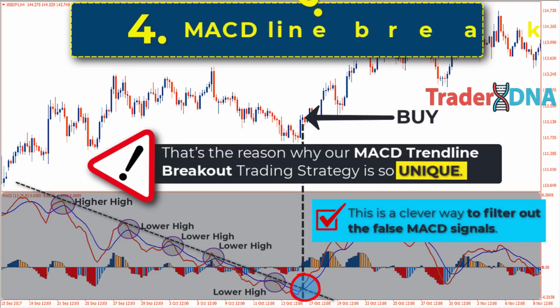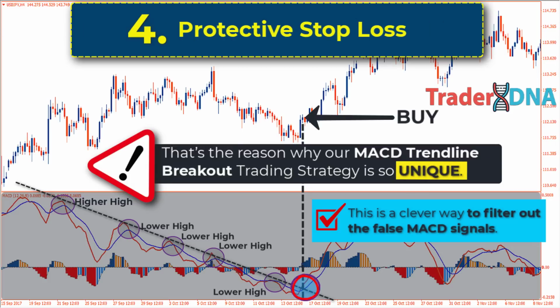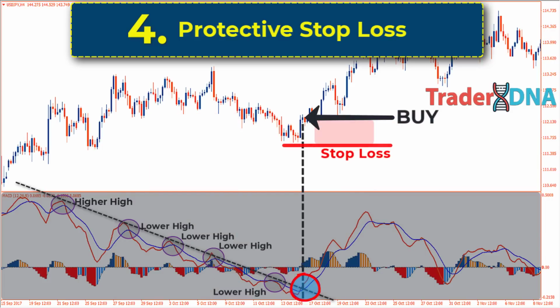Step number 4. Use a protective stop loss order. Place the stop loss below the most recent swing low. Now that you already know how to enter a trade, at this point you have to learn how to manage risk and where to place the stop loss. After all, a trader is basically a risk manager.